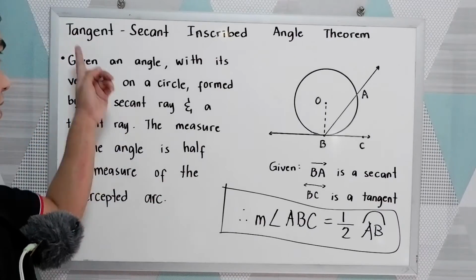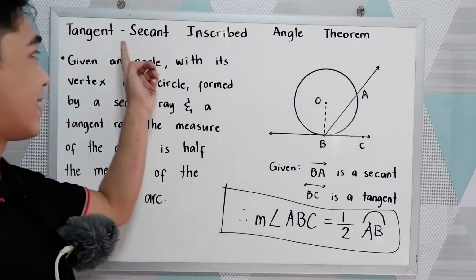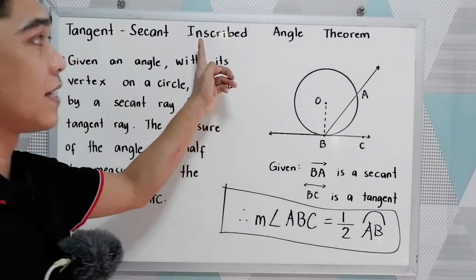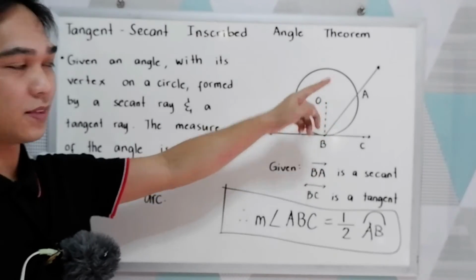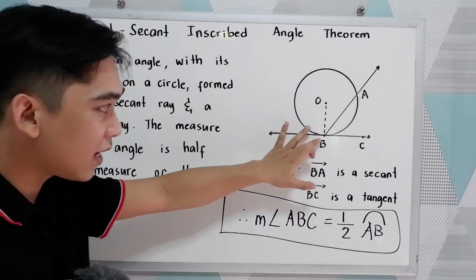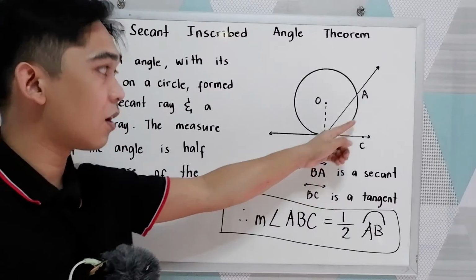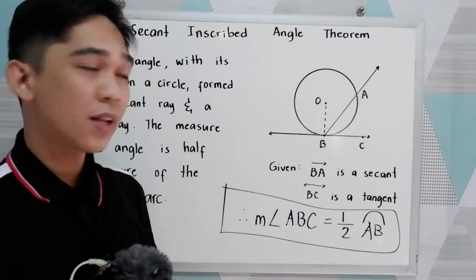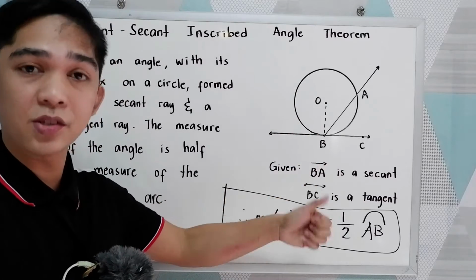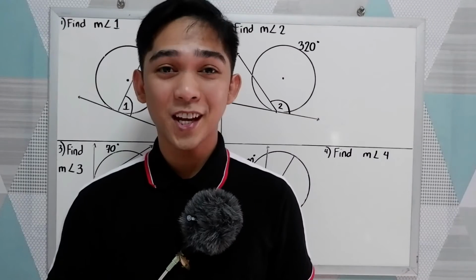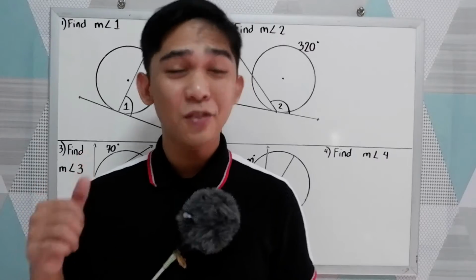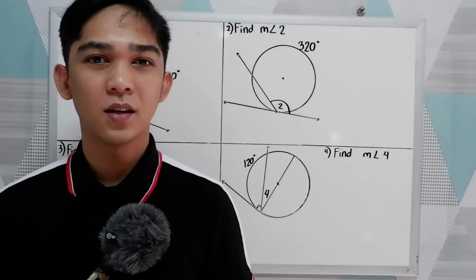Again, this is the tangent-secant inscribed angle theorem. The measure of the angle is 1/2 of the intercepted arc. Now let us apply this theorem in some exercises. To better understand our theorem, let's have the following examples.